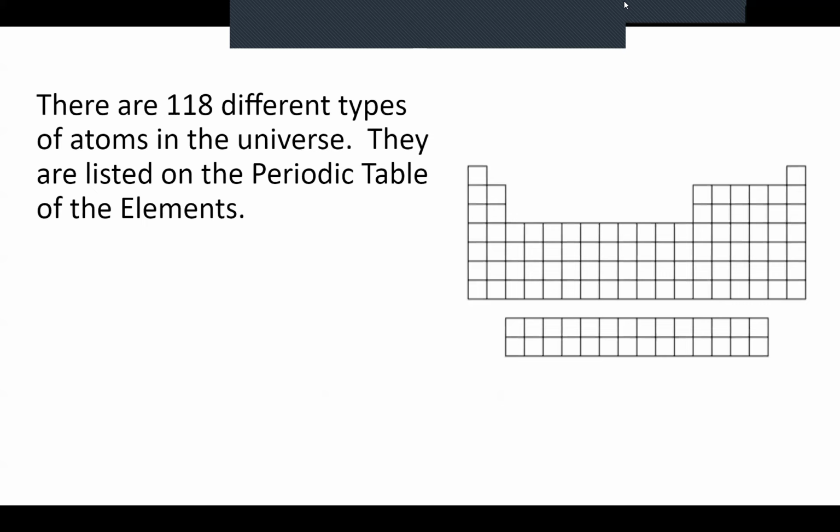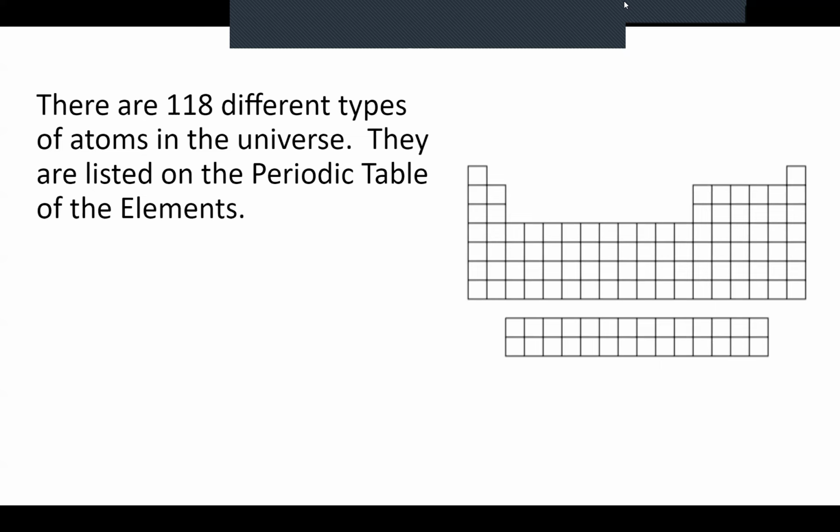Here's an outline of it. There are at present 118 different types of atoms that we know about in the universe. A lot of those atoms are unstable. The ones at the bottom of the periodic table are radioactive and they decay within seconds of forming, or within less than a second of forming. So really, it's the top portion of the periodic table that's most important. Elements up through number 92, which is uranium, those are the naturally occurring elements.